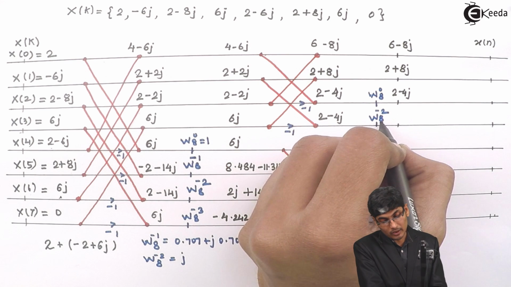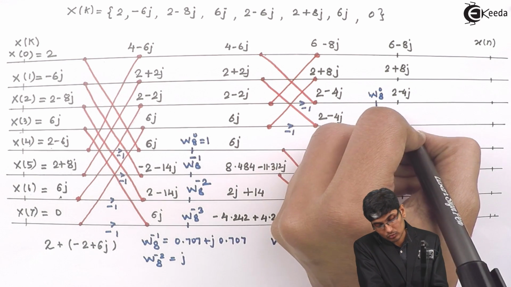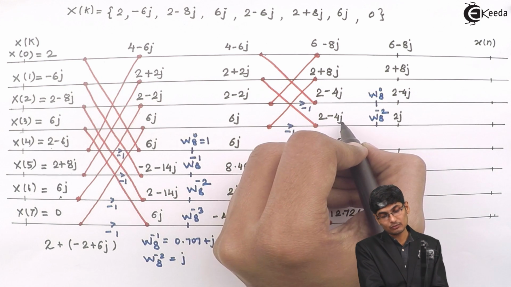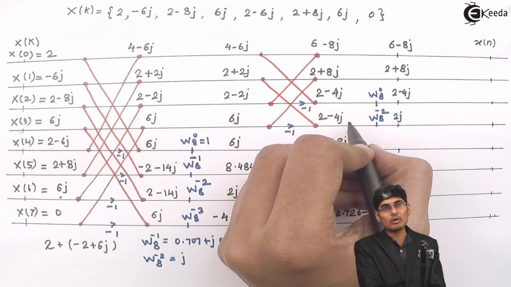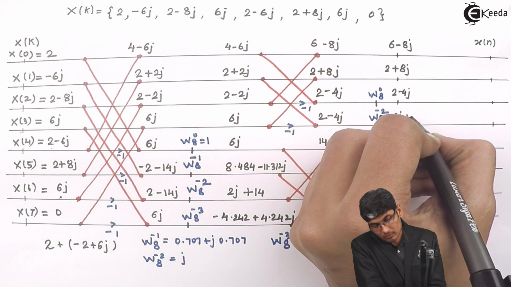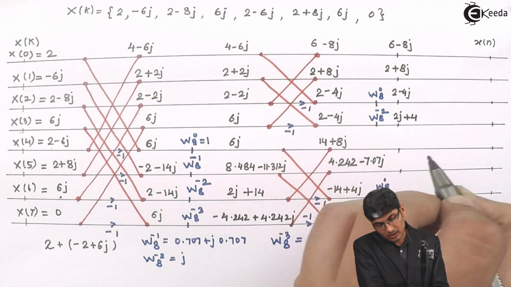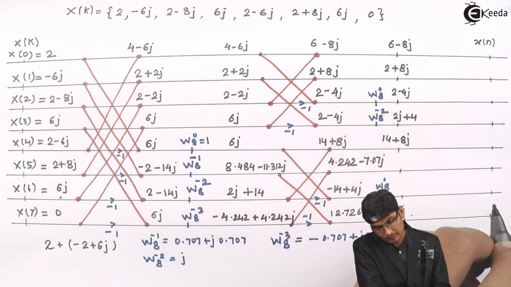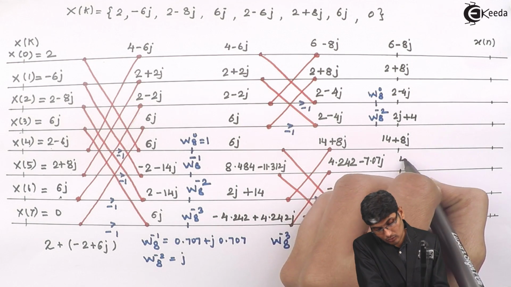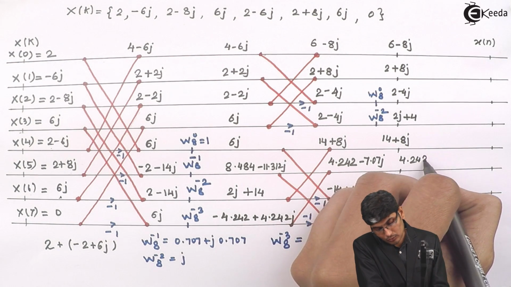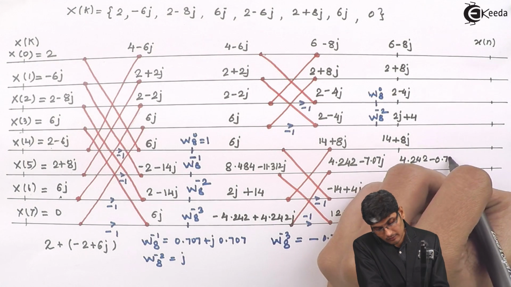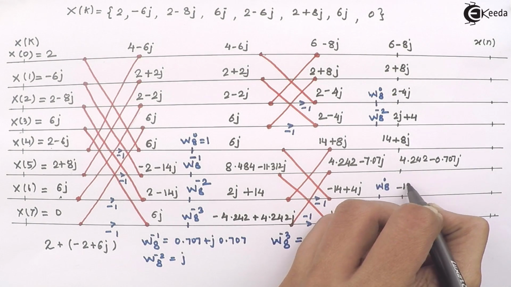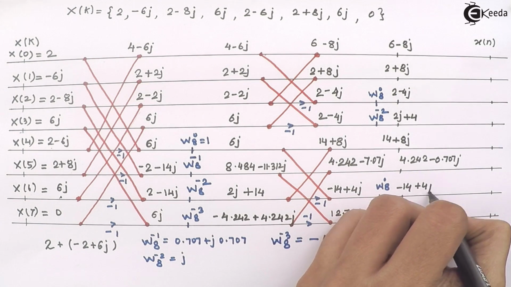Then this becomes, now I am going to multiply it by j, so this becomes 2j, okay, and j minus 4j into j becomes minus 4j square, and j square is minus 1, so it gives me plus 4. Here it will be back 14 plus 8j, then here it is again back as 4.242 minus 0.707j. Then I'm going to multiply this with 1, so it doesn't matter, so plus 4j.